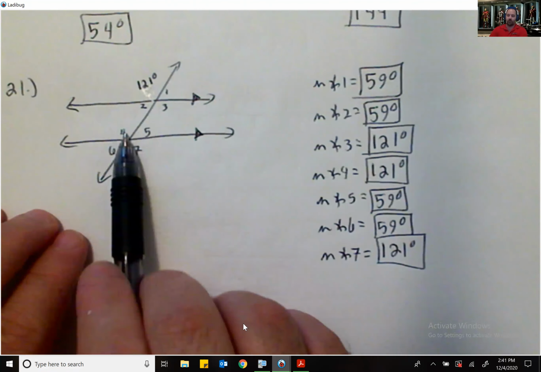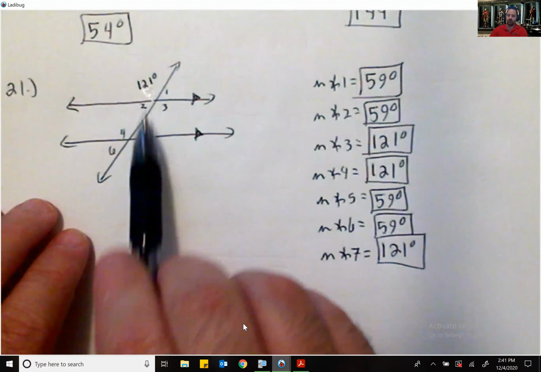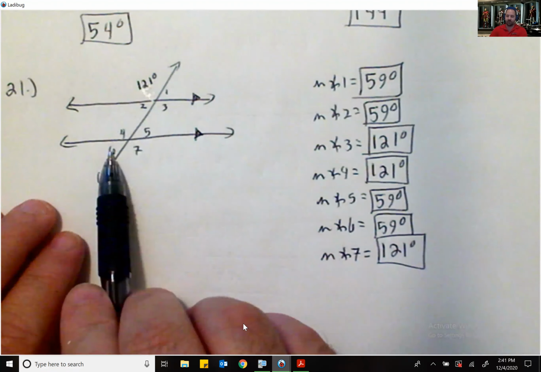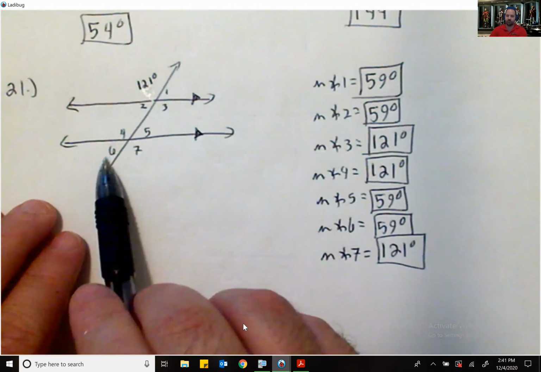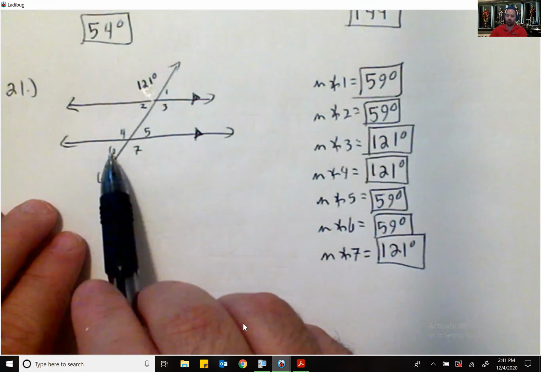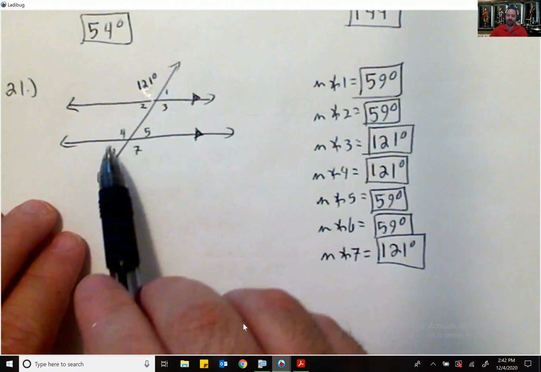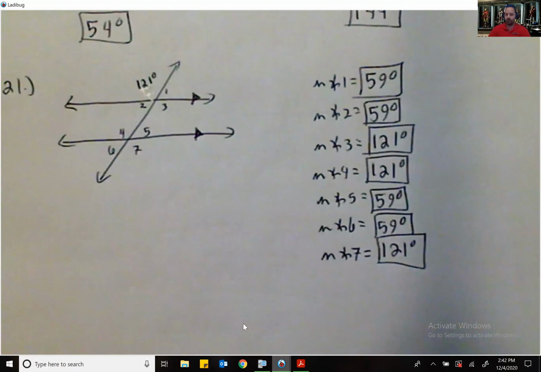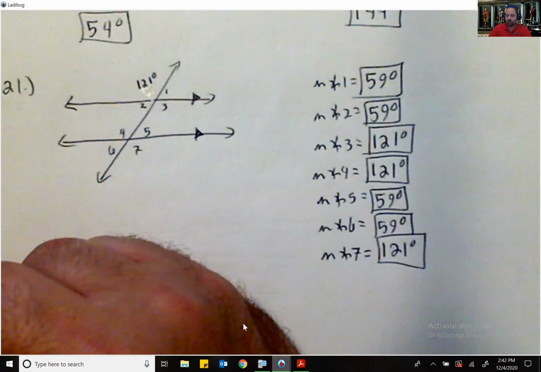Or you can think alternate interior or corresponding. Same thing with 6, linear pairs or vertical or alternate exterior or corresponding. Lots of ways to work. All right, enough on 21. 22.